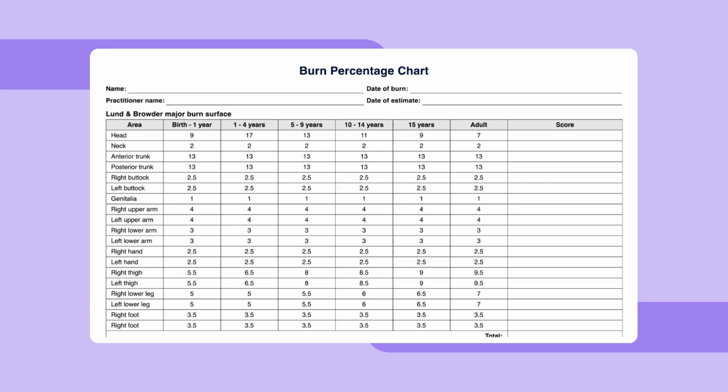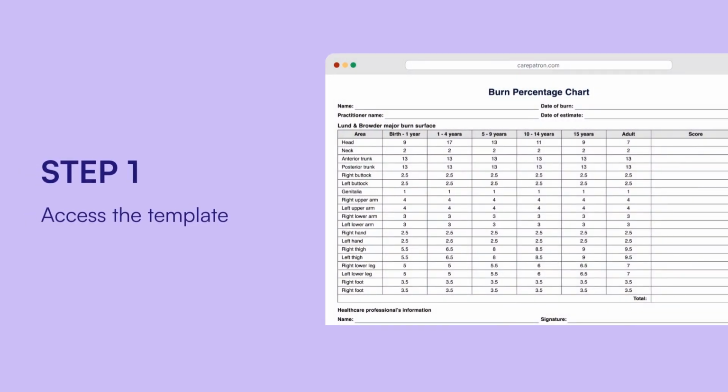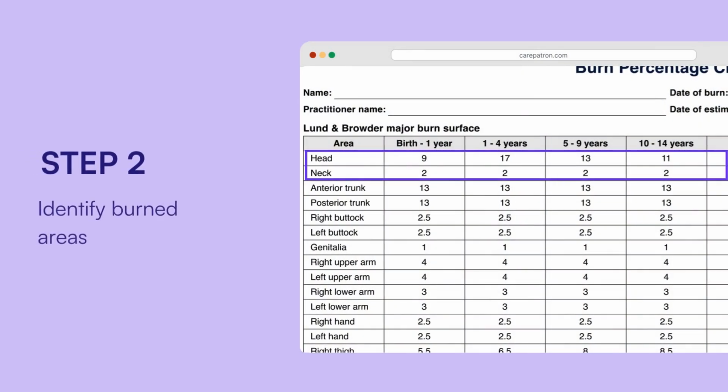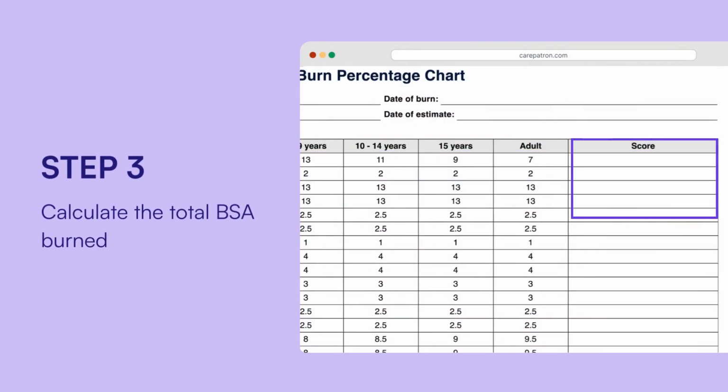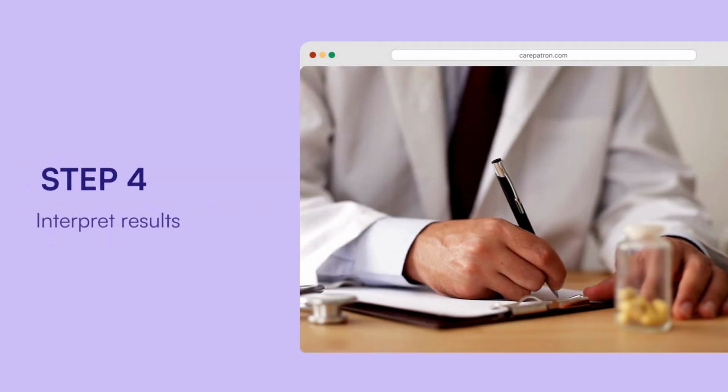Here's how to use our printable burn percentage chart template. Access the template in the link in the description, or access it through our templates library in our Carepatron app. Carefully examine the patient's body to identify all areas that have sustained first degree, second degree, and third degree burns. Write down the percentage according to the body parts affected. Add the percentages of all burn segments to determine the total BSA burned. Use the total BSA burned to assess burn severity and guide treatment decisions.